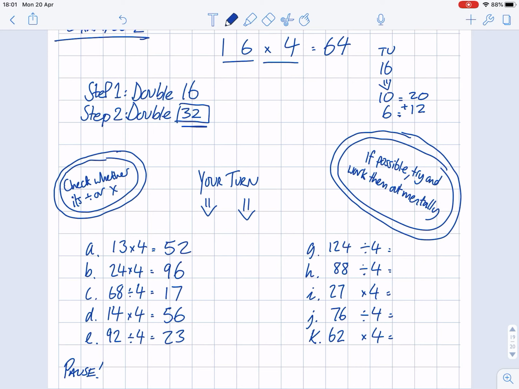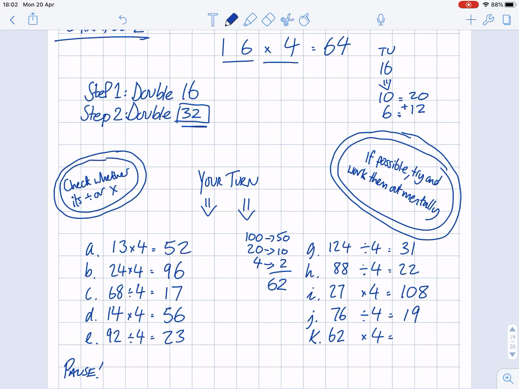3-digit number next, 124. So if you needed to write it down, you'd partition like that. Then you'd halve these numbers to get 62. And then you could halve 62. You'd probably do that in your head to get 31. Next one, 88. So I'm going to halve it to get 44, and then half of 44 is 22. Double 27 is 54, double that is 108. Half of 76 is 38, half of 38 is 19.